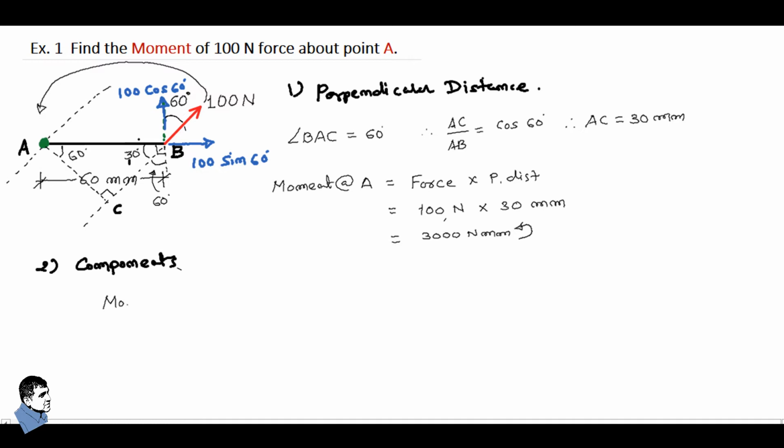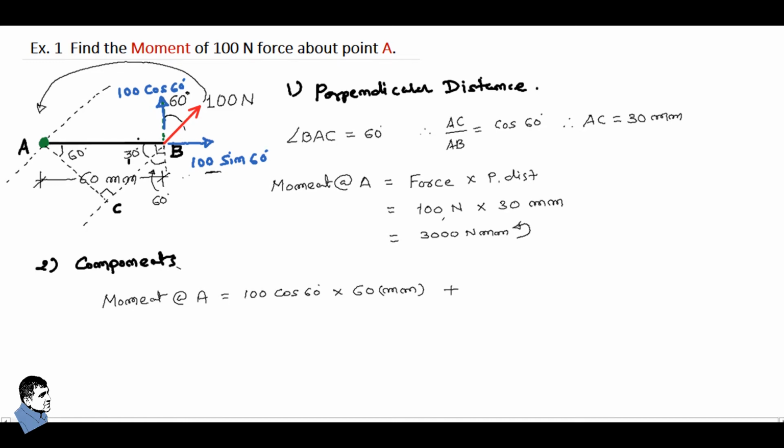So here the moment at A is equal to, we take the first force component, that is 100 cos 60, and multiply it with the perpendicular distance. In this case the perpendicular distance is AB, which is available as 60 mm. So we can make a bracket for the unit, plus you can take the other force component, that is 100 sine 60. The point where we actually want to take the moment is in the same line, so we cannot get a perpendicular distance in this. So we can write down 100 sine 60 multiplied by 0. So this term would be completely 0.